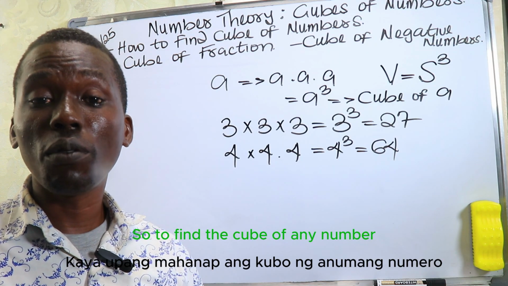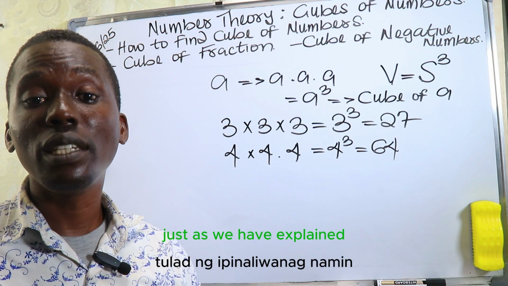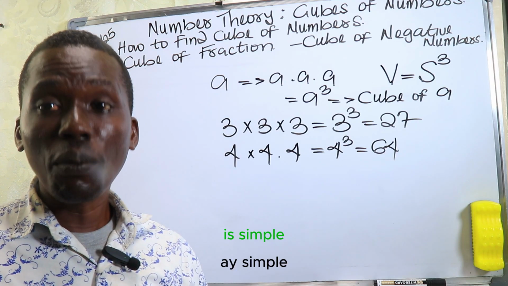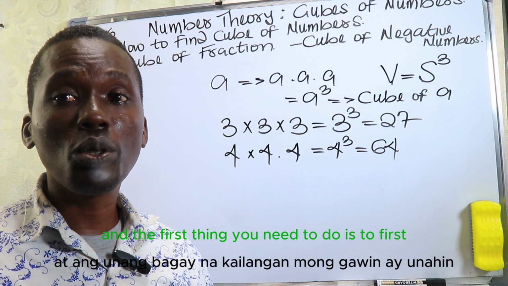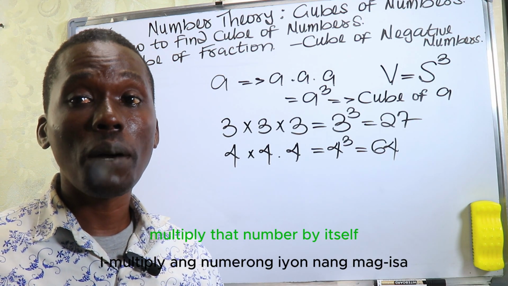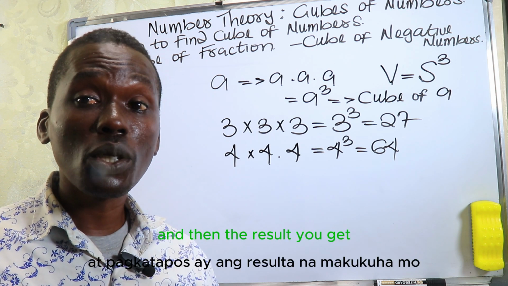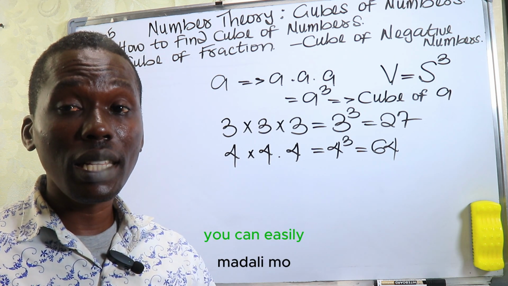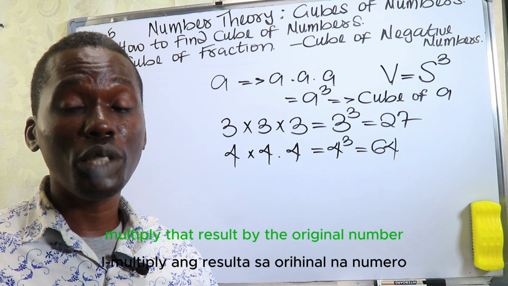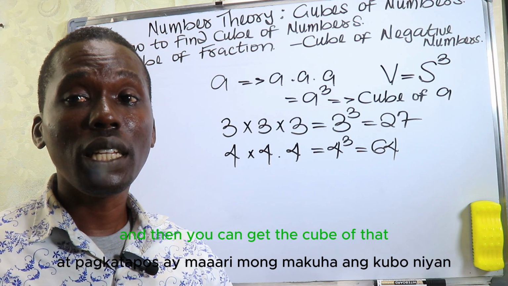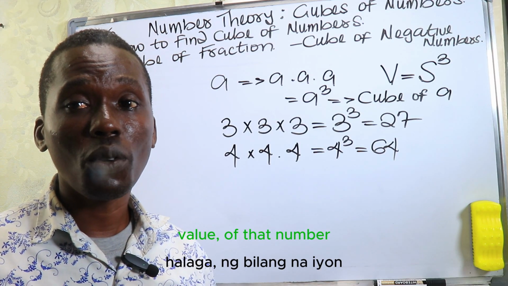To find the cube of any number, just as we have explained, is simple. The first thing you need to do is to multiply that number by itself, and then you multiply the result you get by the original number, and then you get the cube of that number.